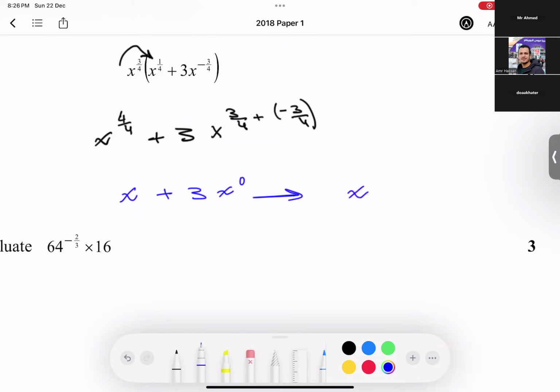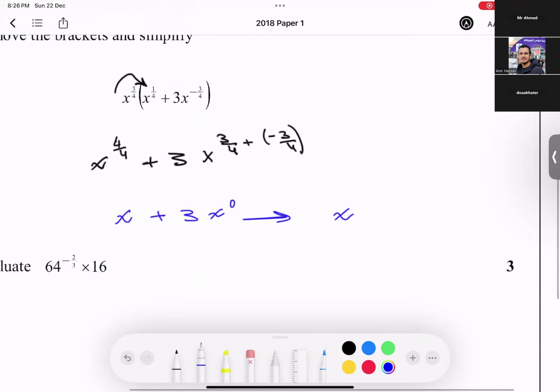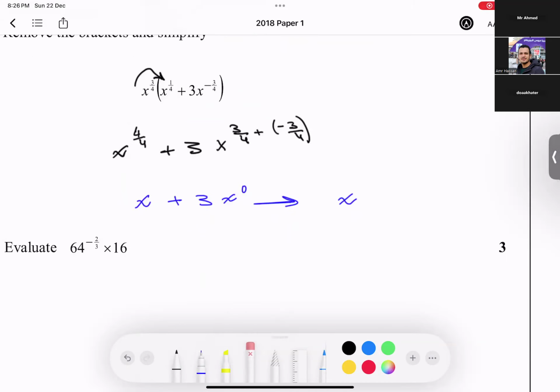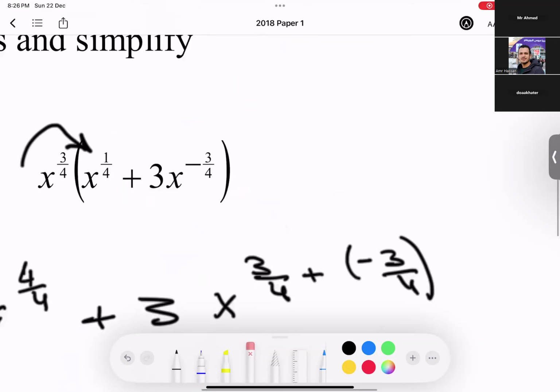Wait, can you explain that again? What's the second line? Second line. Okay, listen. Look at this one. Oh, what? How do you get 3 over 4 plus negative 3 over 4?